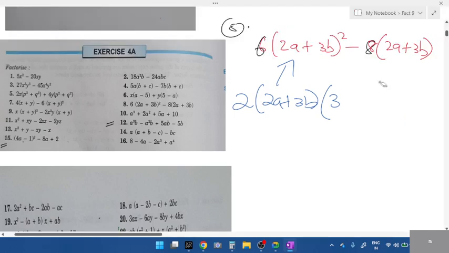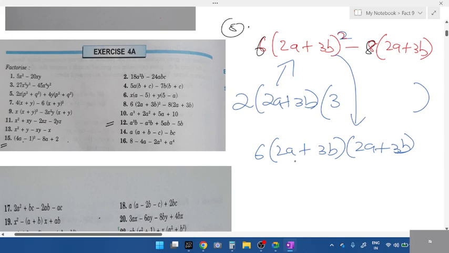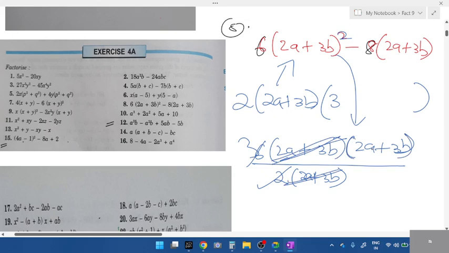What's the degree? Actual degree given? No. Basically, how many times is this multiplied, students? How many times is 2a plus 3b multiplied? Twice. You see, this is multiplied twice, right? If I divide it by 2a plus 3b, how many times does it get cancelled? One bracket gets cancelled. Then one more bracket is left, right?